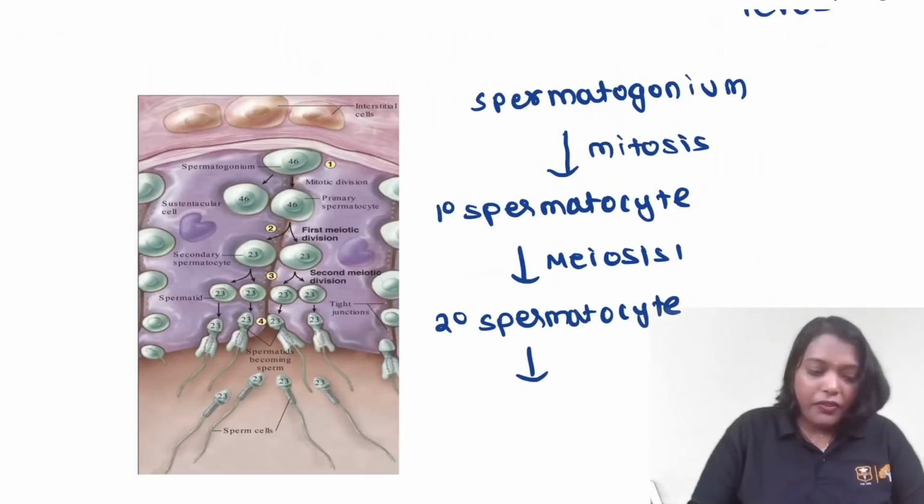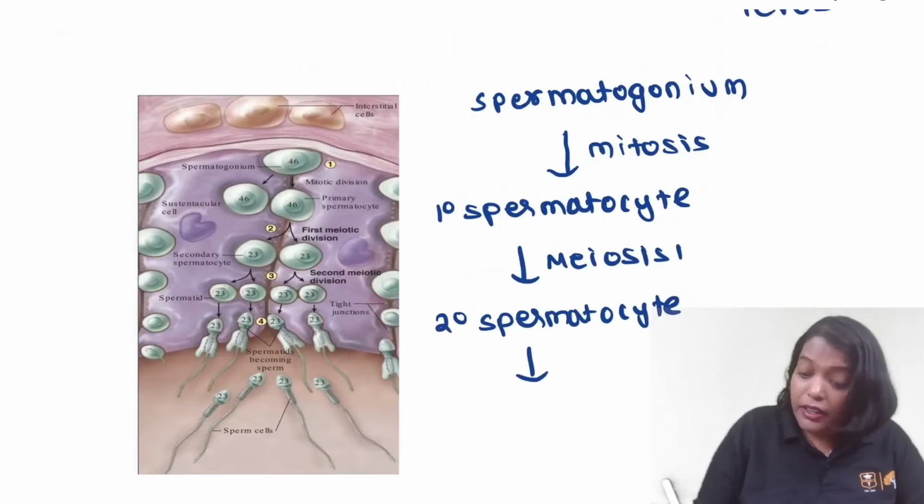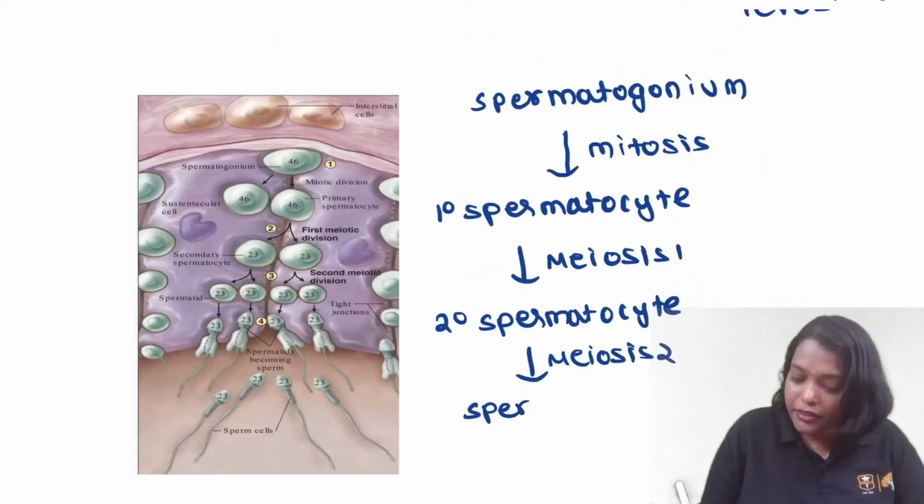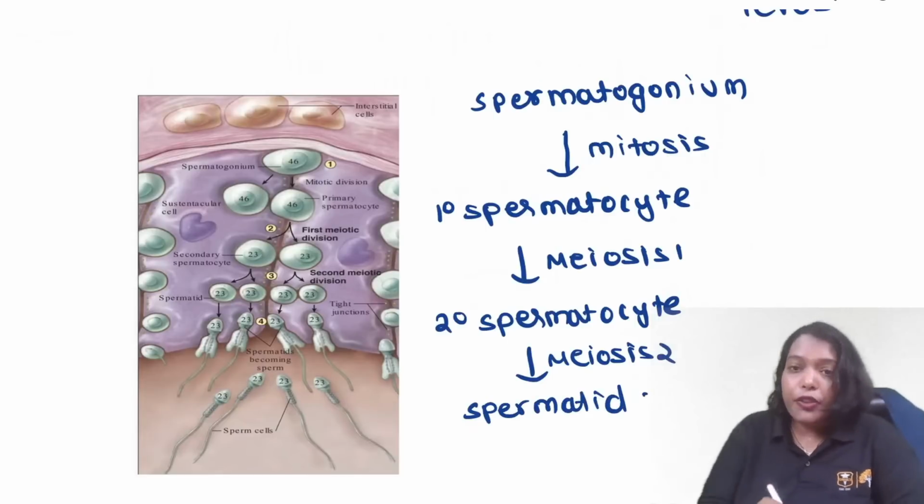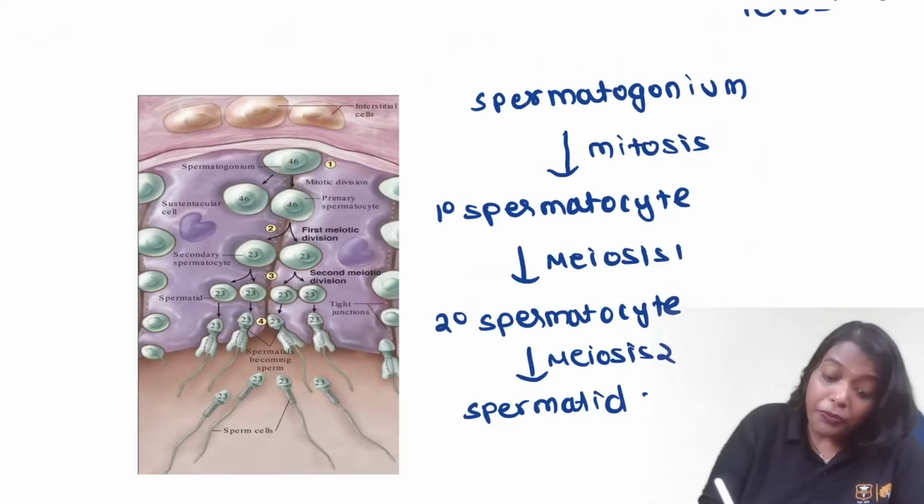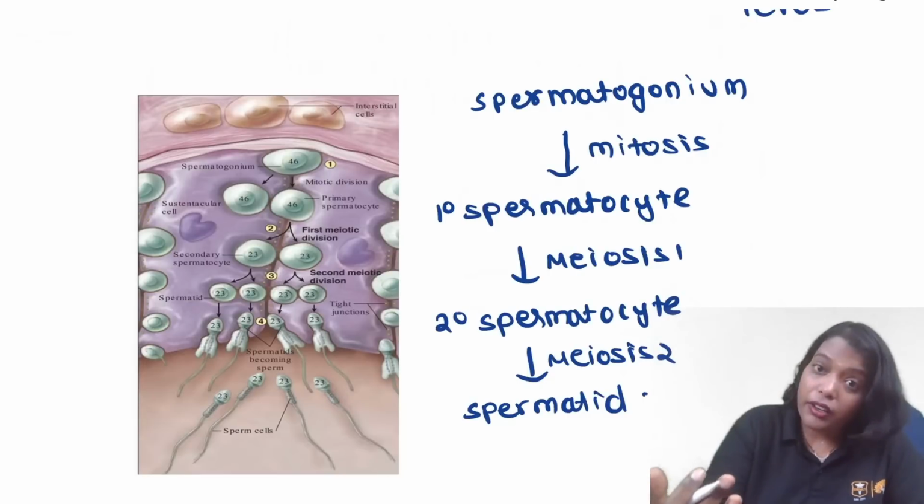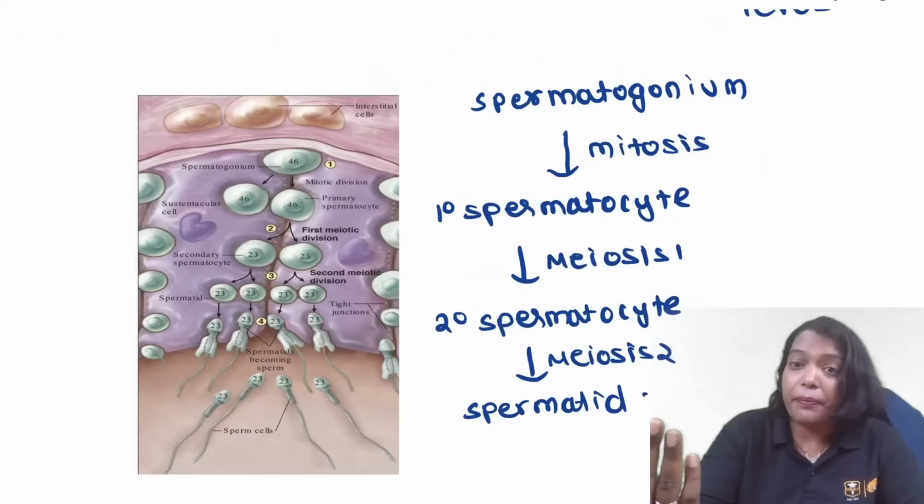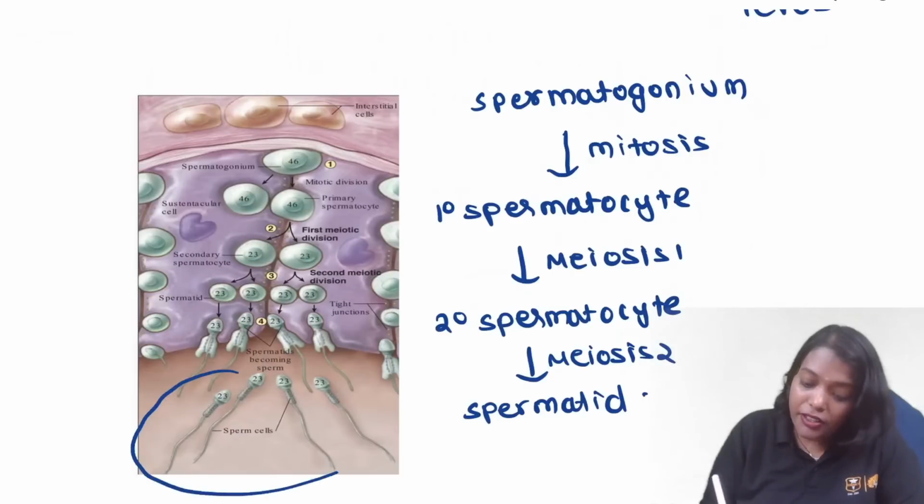So spermatogonium will undergo mitosis to form the primary spermatocyte. That will undergo meiosis 1 to form the secondary spermatocyte. This will undergo meiosis 2 to form spermatid. Now I want you people to tell me, if you are seeing, this is the cut section of the testis. In the cut section of the testis, if you observe, from the testicular wall, you have the spermatogonium, and in the lumen, you have the sperms.